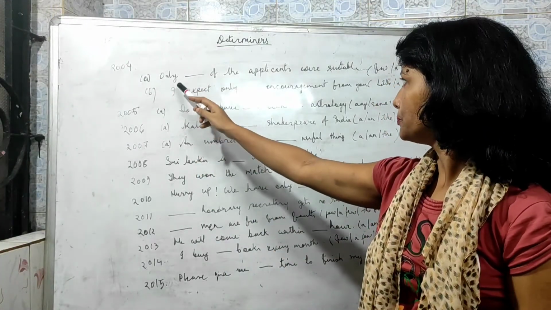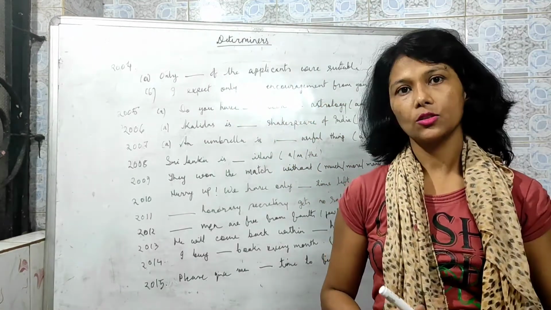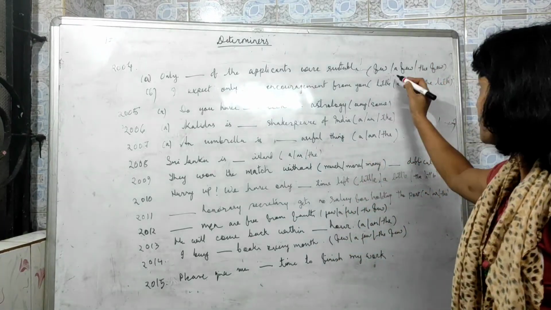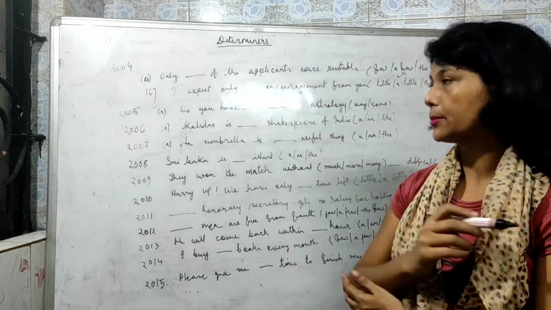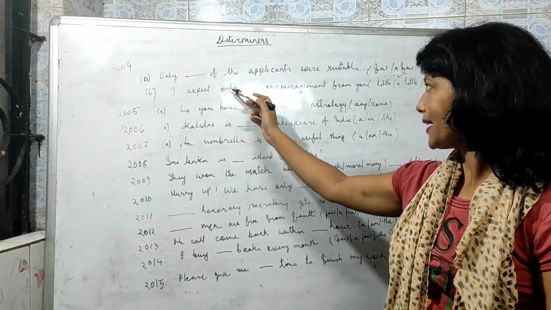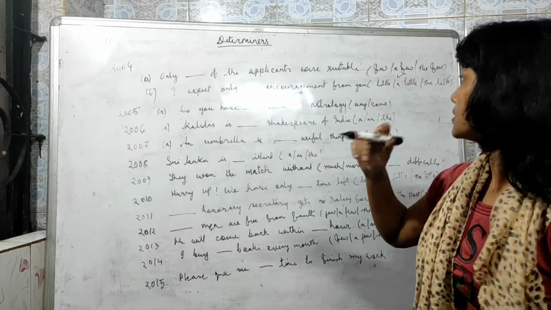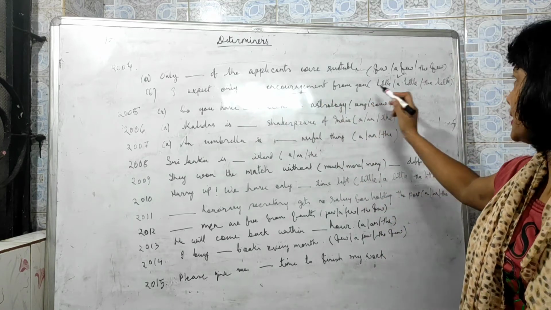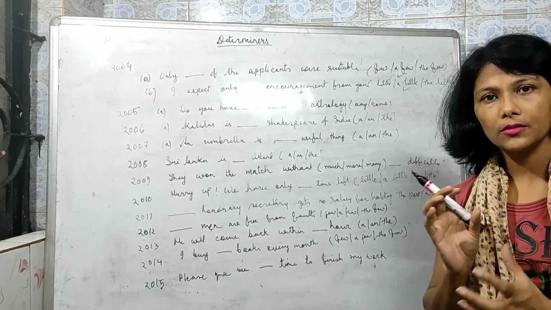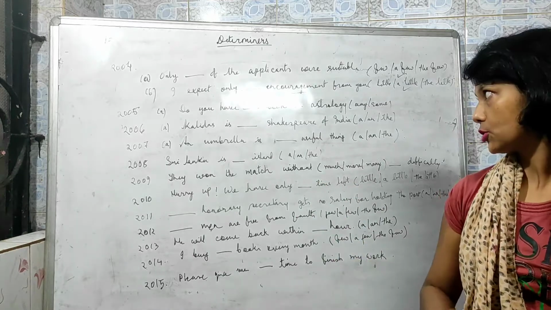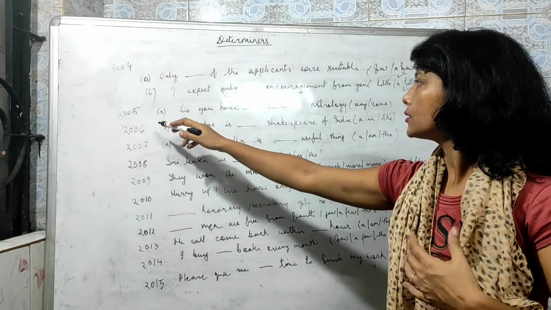So 2004, number 1, only dash of the applicants were suitable. So only a few means very less applicants were suitable. I expect only dash encouragement from you. I expect only a little encouragement from you. Little, then a small amount, not much. Only is given because of that. Do you, 2005, first one.